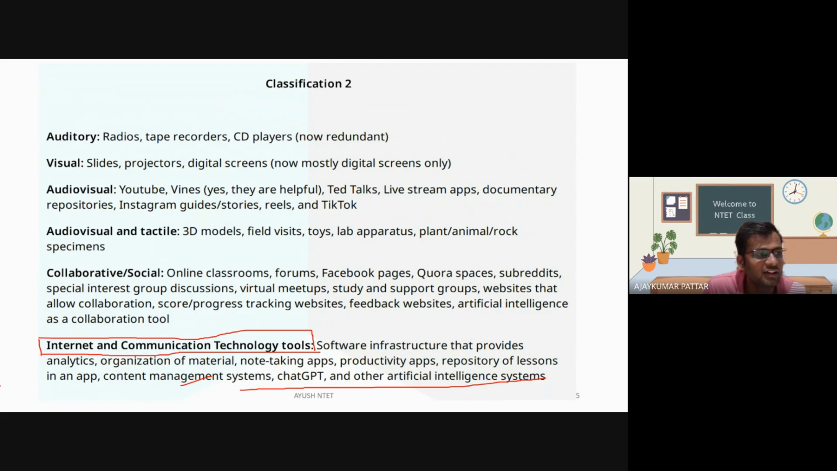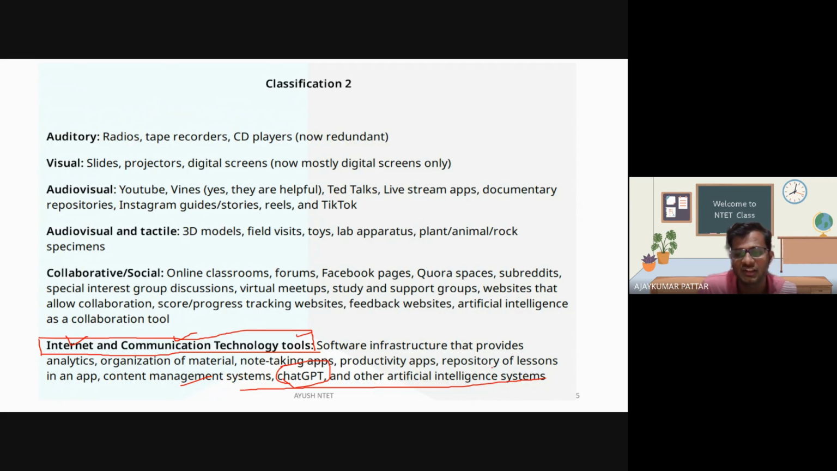One of the webinars, I sent that link, is on chat GPT in teaching learning: how to use chat GPT in teaching learning methods. If you use chat GPT in a teaching learning method, then it is a teaching aid. It comes under ICT. Because to use chat GPT, you need the internet, then communication technology tools, that is mobile, laptop, or any communication devices. So that's why internet and communication technology tools we can also use as teaching aids.